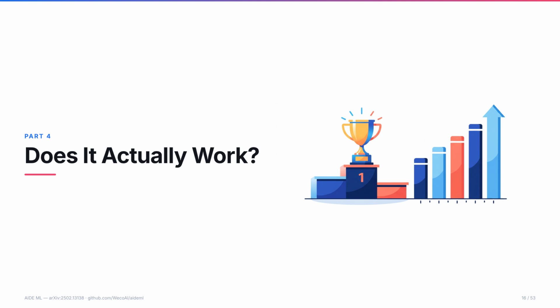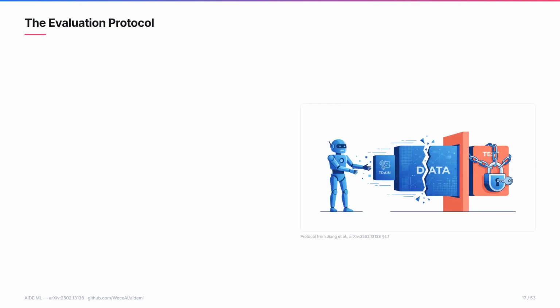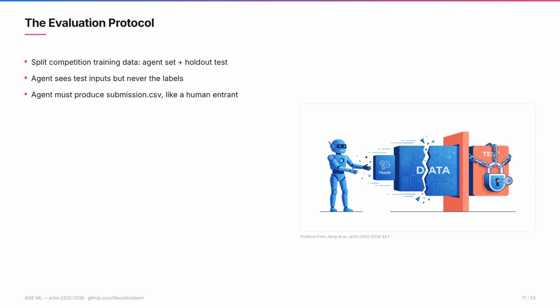A clean idea is one thing. The paper backs it with evaluations on real Kaggle competitions, plus 2 independent third-party benchmarks. The protocol matters, so let us be precise. Before running, the competition's training data is split into an agent train set and a holdout test set. During code generation, the agent is given the holdout test inputs, but not the labels, and it must produce a submission.csv file, exactly like a human competitor. Performance is then reported as exceeds % of humans, the percentage of human Kaggle competitors that AIDE beats on the leaderboard.